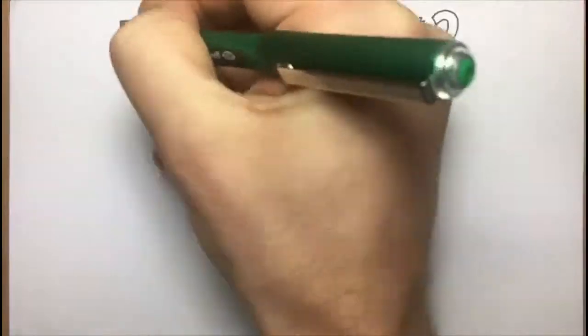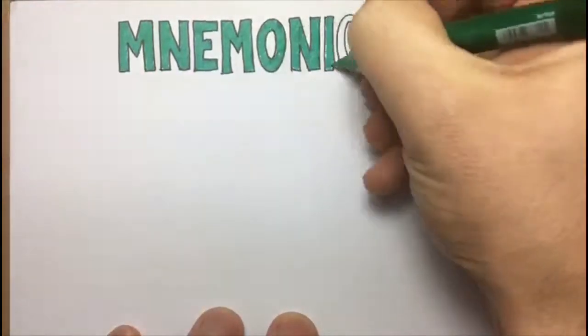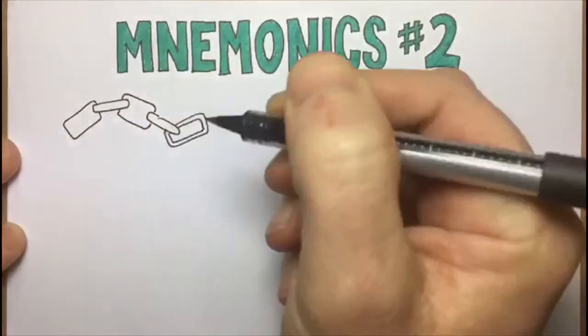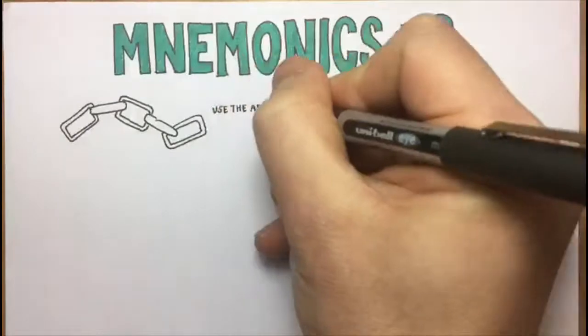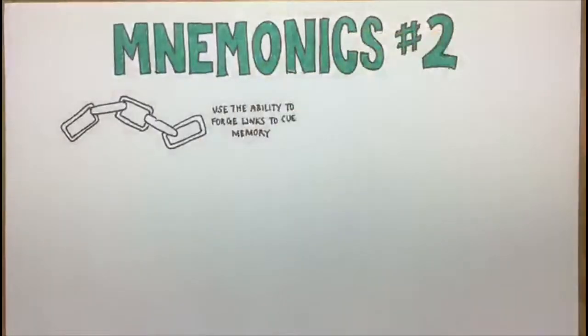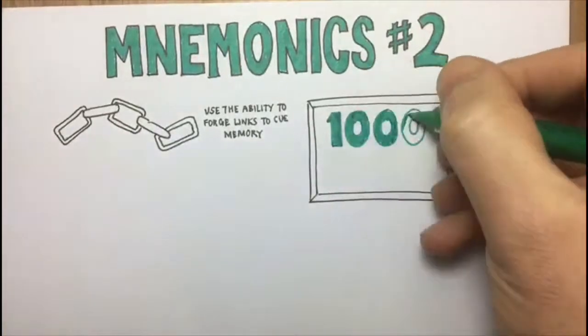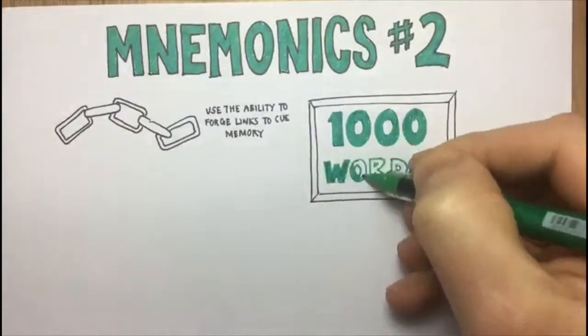So, in the last tip, we looked at some simple mnemonic tools, and this week we're going to look at a slightly more complex one. Nonetheless, it has exactly the same principle of using the brain's ability to forge links to cue memory. The first of these is one that I particularly like for obvious reasons, which is using imagery and pictures.